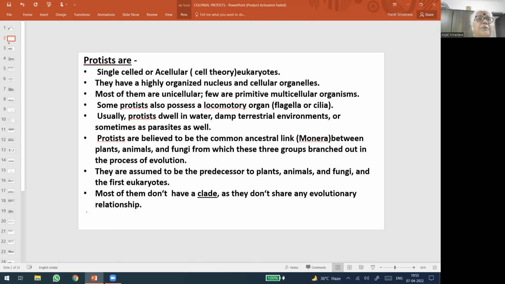One more thing before I proceed: when I started collecting material, my view was that colonial protozoa, colonial protists, would be a very small chapter, but when I started looking into the matter, I found such interesting details that I couldn't confine myself. Even now, it was like reading a story. However, I have confined the matter into certain slides, as this is a topic of MSc post graduation level.